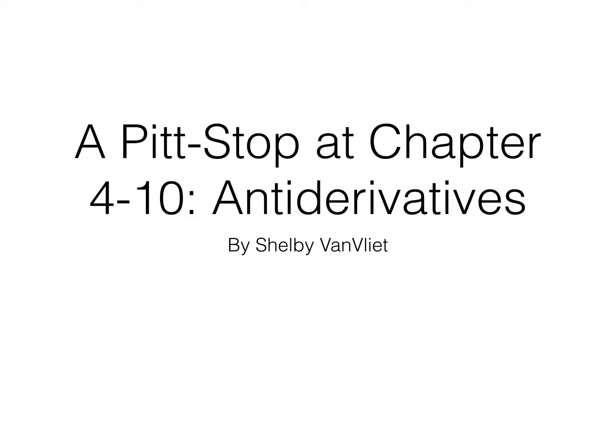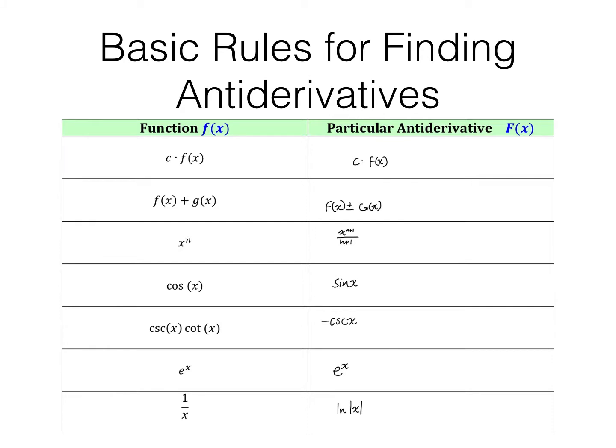Everyone, in this chapter we'll be looking at antiderivatives. On this slide, we have the basic rules for finding antiderivatives. Basically, if you have a constant in front of the function f of x, you take that constant out before the antiderivative. And when you're adding functions, you simply add or subtract the antiderivatives as well.